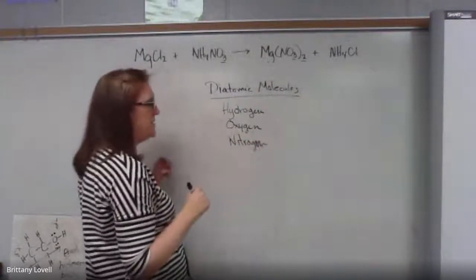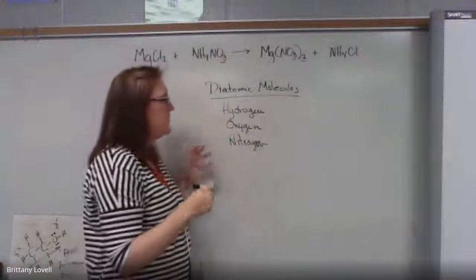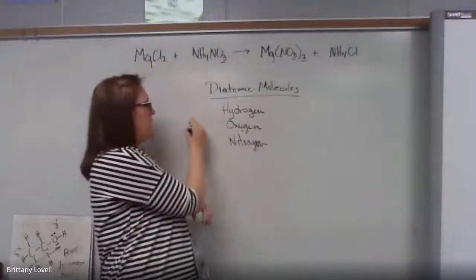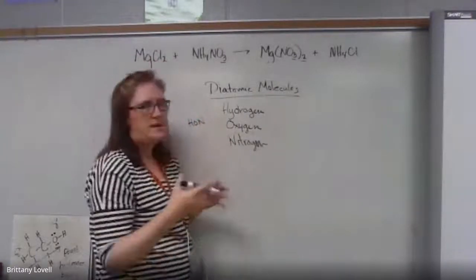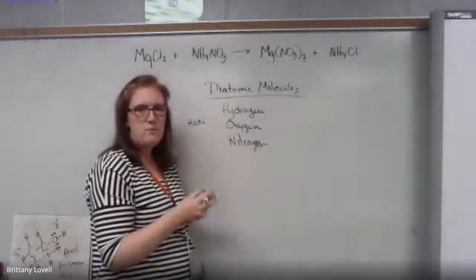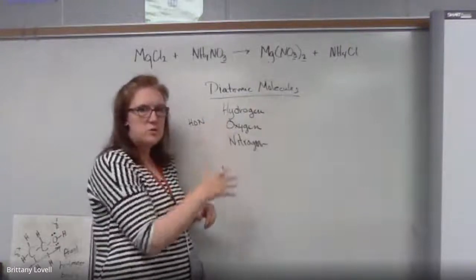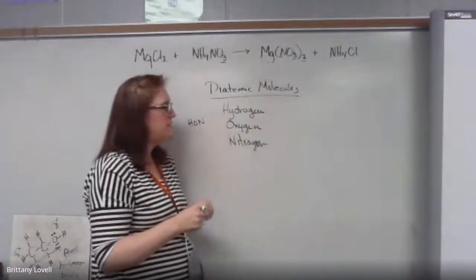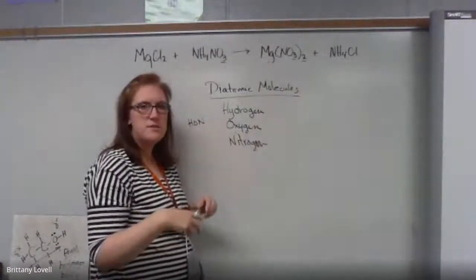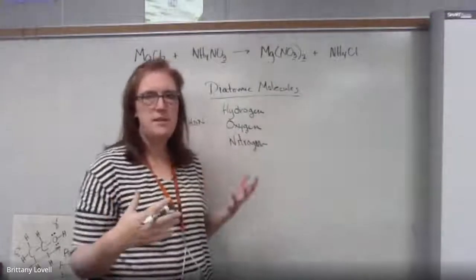Hydrogen, oxygen, and nitrogen. These are the parts that make up HON, by the way. And this is just a simple way for us to remember it, HON and the halogens. But these 7 diatomic molecules, we're going to list the other 4 here in just a second. This is the way that you would always represent them.